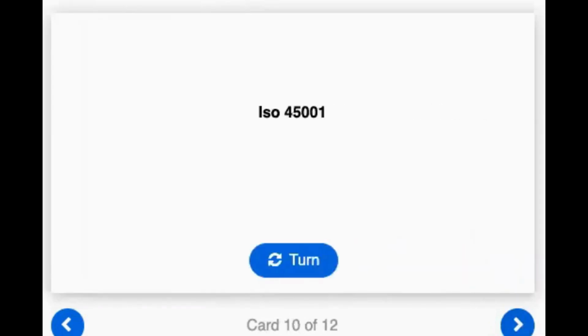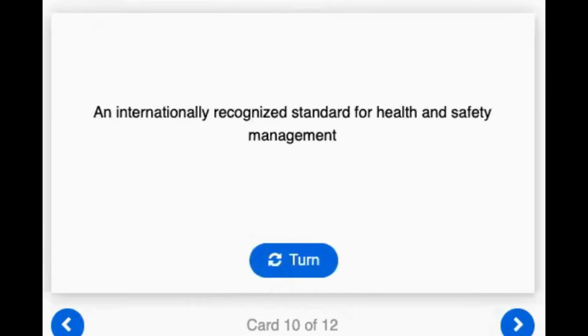The next card is about what is ISO 45001. In the previous lecture, I explained that there are other standards besides the ILO laws, conventions, and recommendations. There are other standards which are globally recognized. Among those, the most popular is the International Organization for Standardization's 45001 Occupational Health and Safety Management Standard. So what is that? I will turn the card, you will see. An internationally recognized standard for health and safety management.